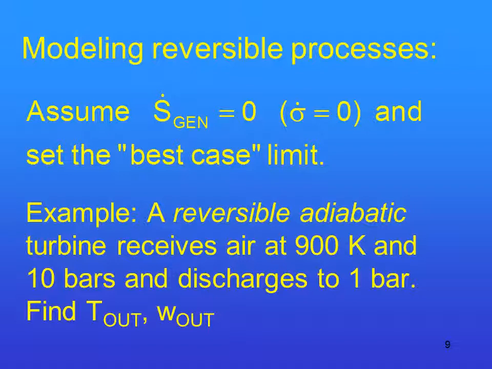So for example, a reversible adiabatic turbine receives air at 900 K and 10 bar and discharges to 1 bar. I want to find the outlet temperature and the work that's done per mass for this turbine.